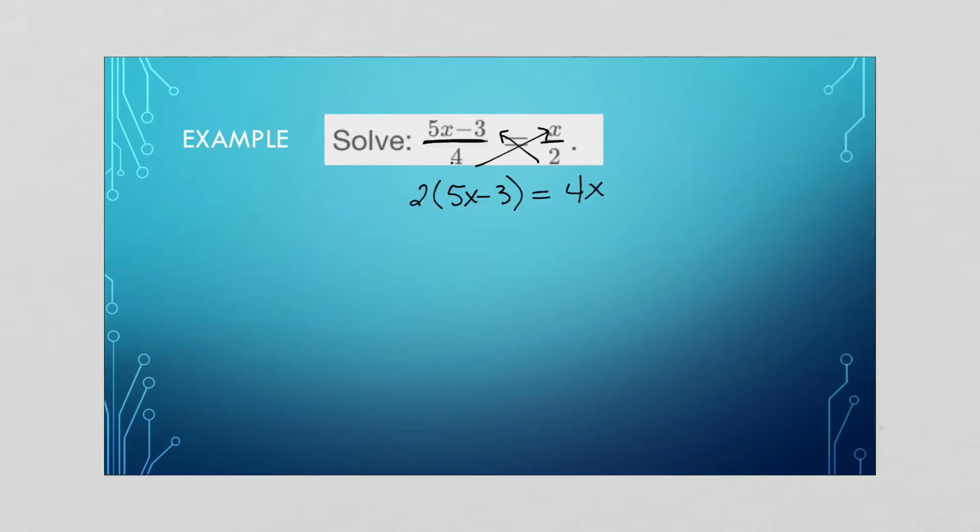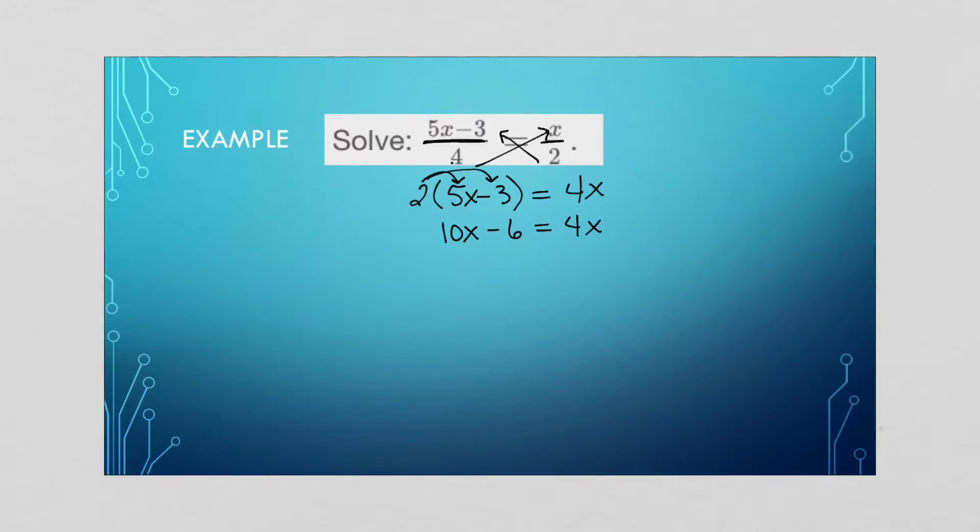Now this actually doesn't look nearly as bad as it did before. Those fractions just made it look kind of messy. So now you want to distribute. 2 times 5x is 10x. 2 times negative 3 is negative 6.